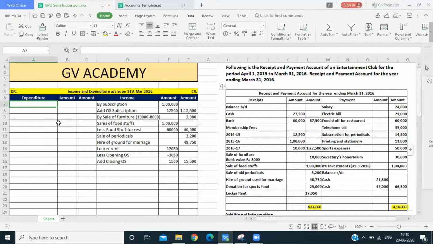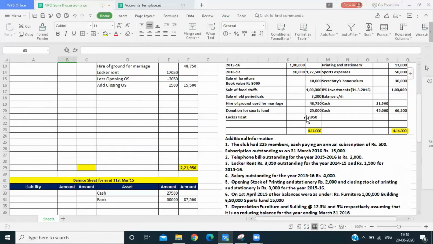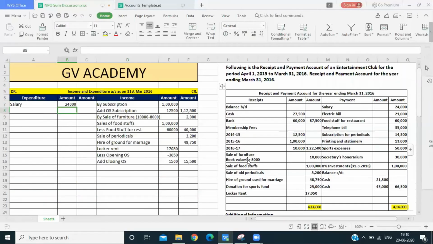The first one is the salary. Salary is rupees 24,000. So from 24,000, there is also an adjustment, which is outstanding salary for the current year of 4,000. So we need to add the current year outstanding. Add outstanding salary, which is rupees 4,000. So in total, we have a salary expense of rupees 28,000 in the current year.